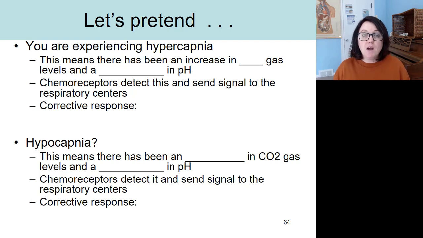But what if we had hypocapnia? Go ahead and pause the video and see if you can fill in the blanks and then come up with the correct corrective response.